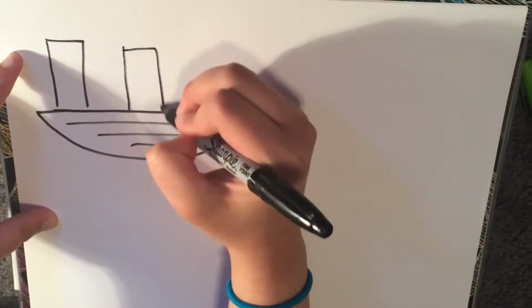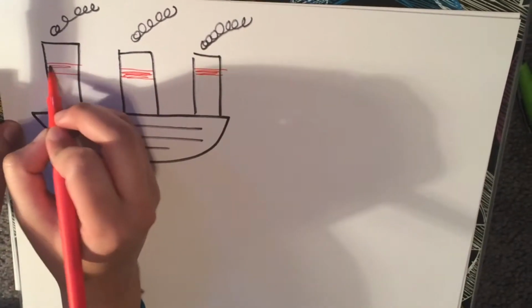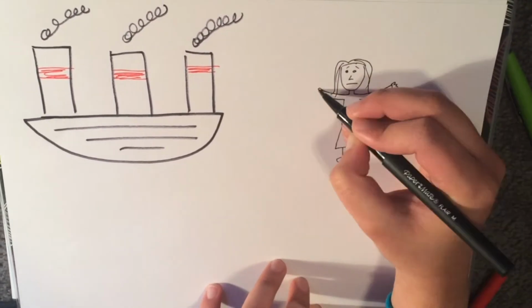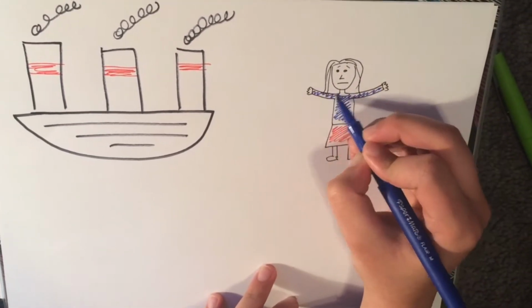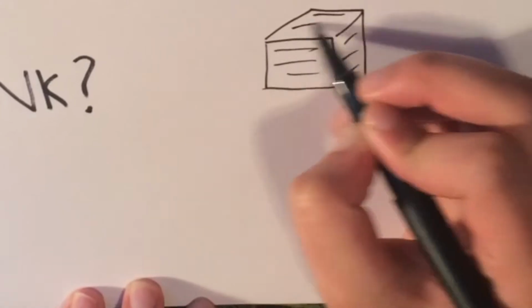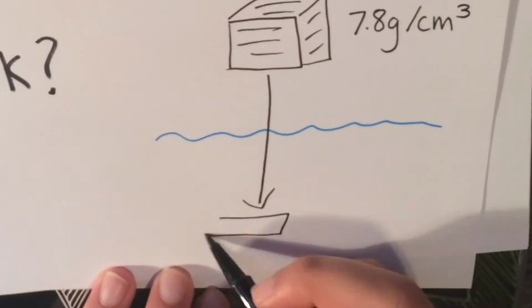But what about the massive steel ships that are able to float easily in water? Steel also has a greater density than water at 7.8 grams per centimeter cubed. So shouldn't it sink? Well, a cube of steel would definitely sink.